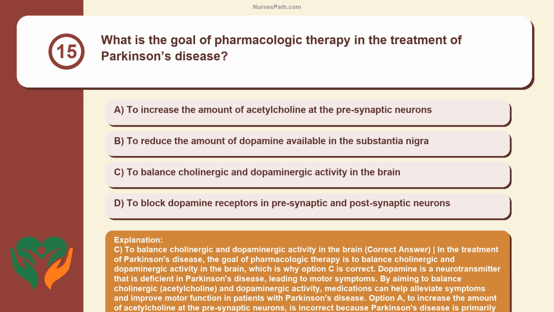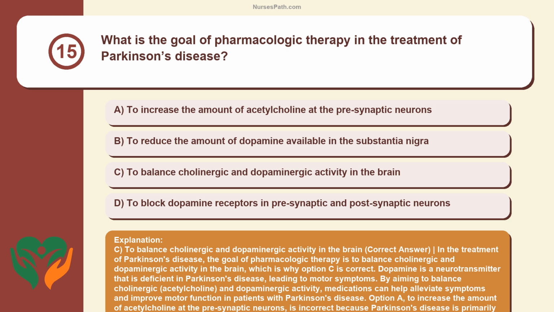Option B, to reduce the amount of dopamine available in the substantia nigra, is also incorrect as the goal is to increase dopamine levels to compensate for the deficiency. Option D, to block dopamine receptors in presynaptic and postsynaptic neurons, is not aligned with the treatment approach for Parkinson's disease, which focuses on enhancing dopamine activity rather than blocking it.